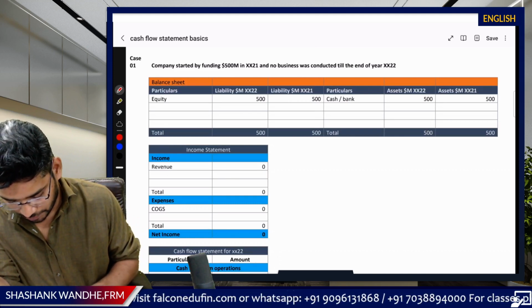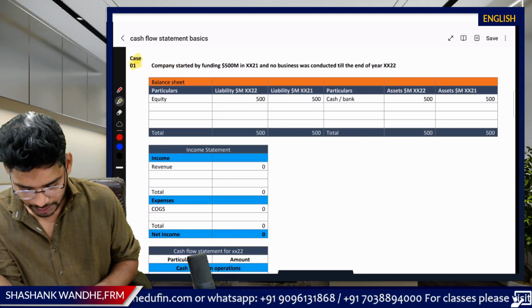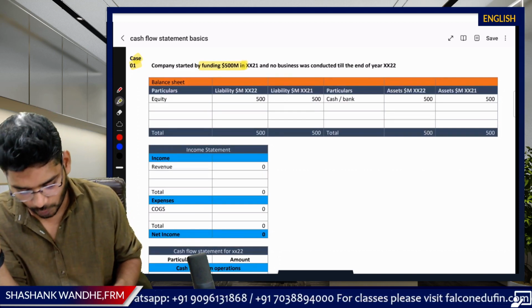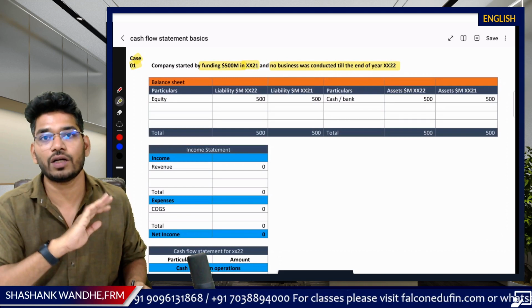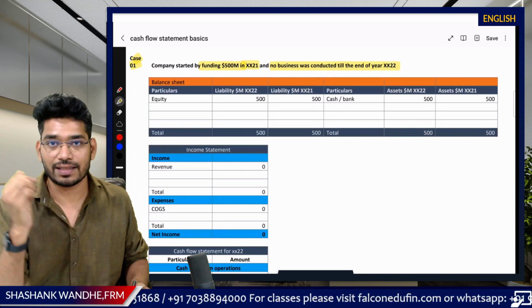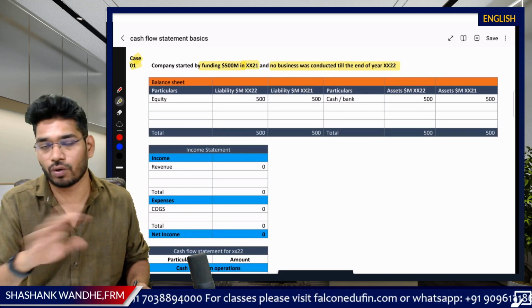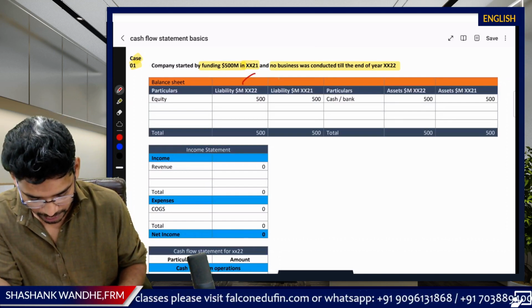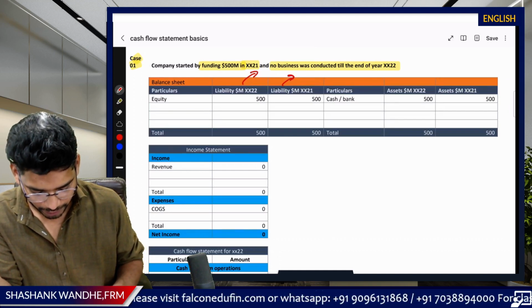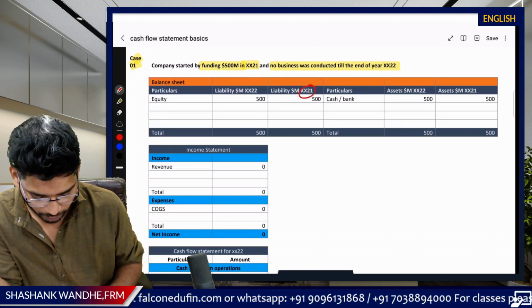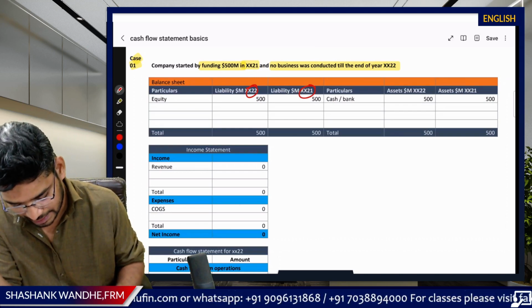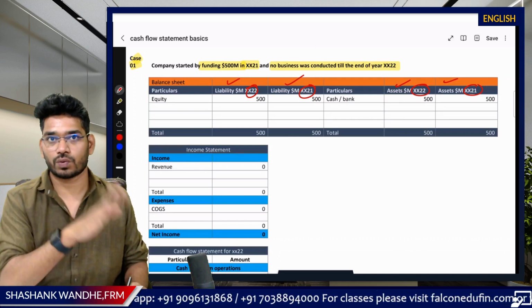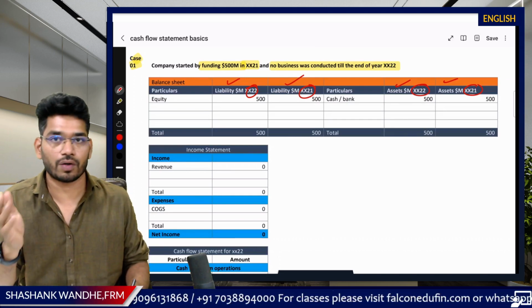So we are first starting with case number 1. The company started by funding $500 million in 21 and no business was conducted in 22. So in 21 no business, in 22 no business, in both the years no business. Here this is a balance sheet. These are the figures, this is for 21, this is for 22. This is the liability side and this is the asset side, with 21 and 22 for the asset, 21 and 22 for the liability.